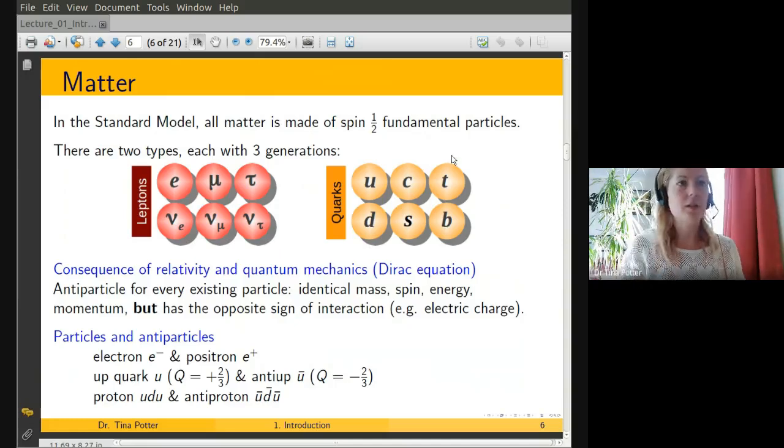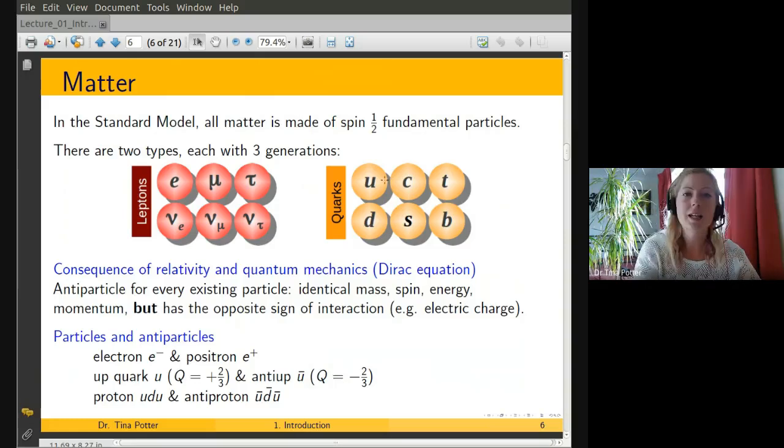So we have these 12 fundamental fermions sitting here, but there's actually more, because there's an antiparticle for every single one of these particles. There's an anti-electron. For example, you know the positron as the antiparticle of the electron. There's also an anti-muon, an anti-tau, an anti-up, anti-charm, anti-top, etc.